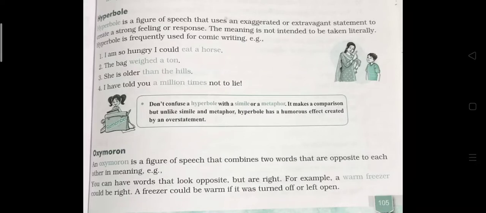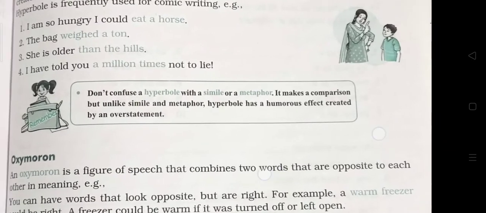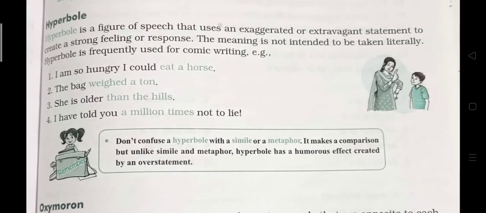Hyperbole. What is hyperbole? Hyperbole is a figure of speech that uses an exaggerated or extravagant statement, okay, to create a great feeling or response. When we are exaggerating our thoughts, when we are saying things which are not possible, we are comparing something, we are saying that this is like that, but that can't be accepted, that is not at all realistic.